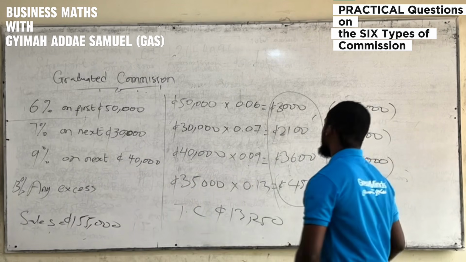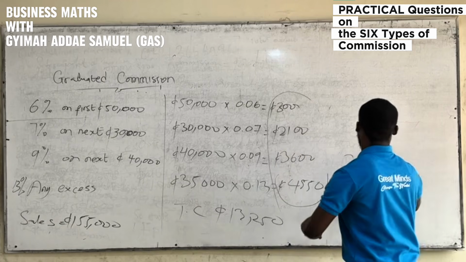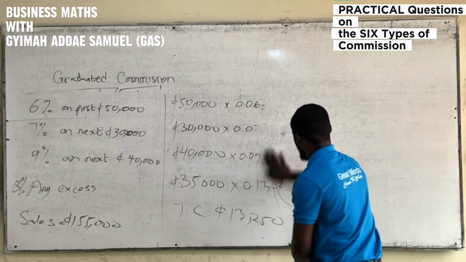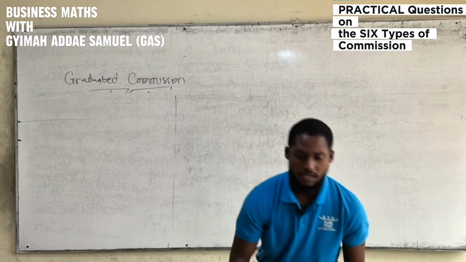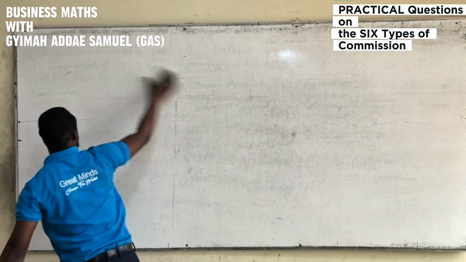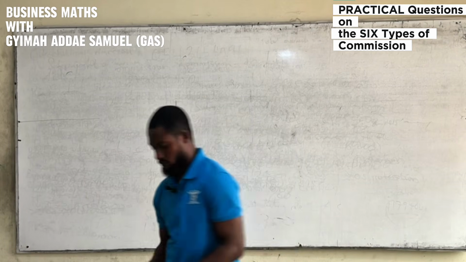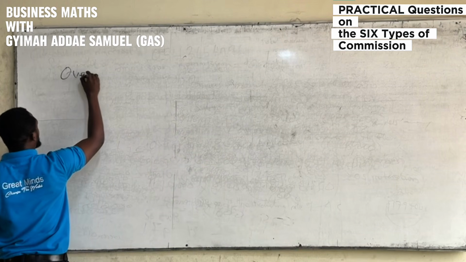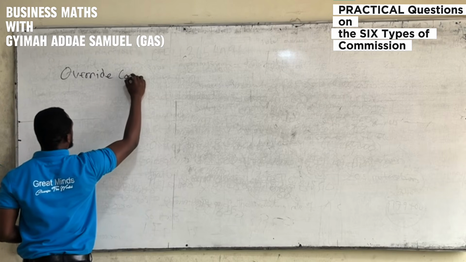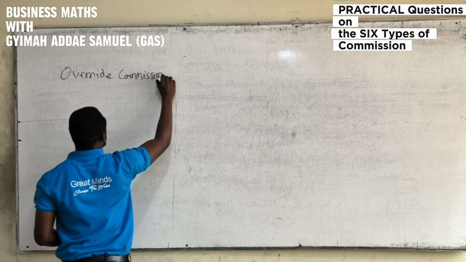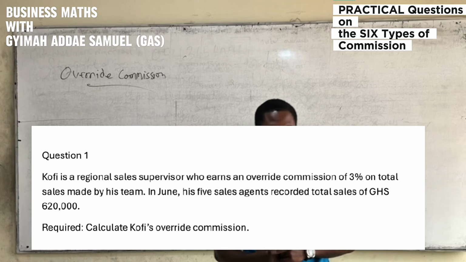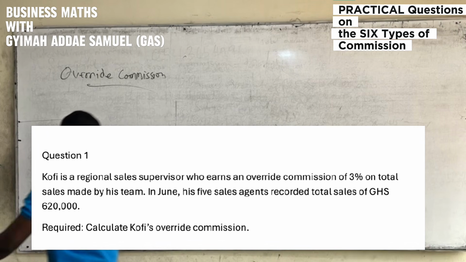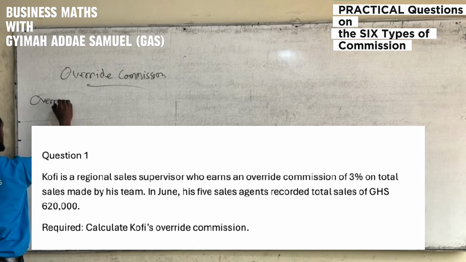We move on to the next type of commission, which is override commission. Kofi is a regional sales supervisor who earns an override commission of 3%. So the override rate is 3%.